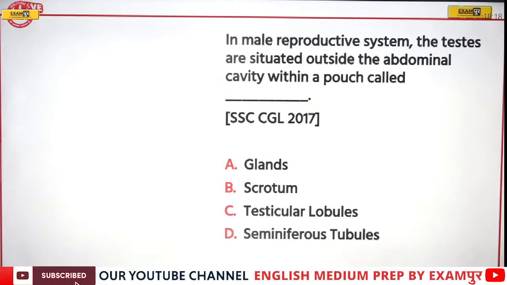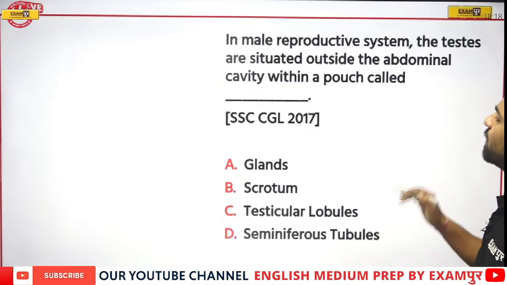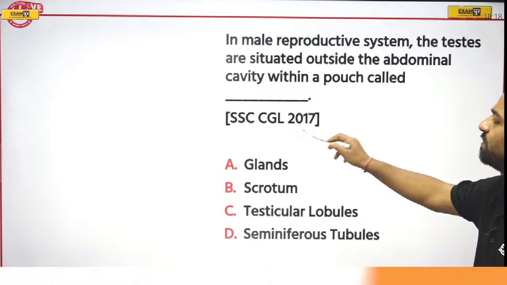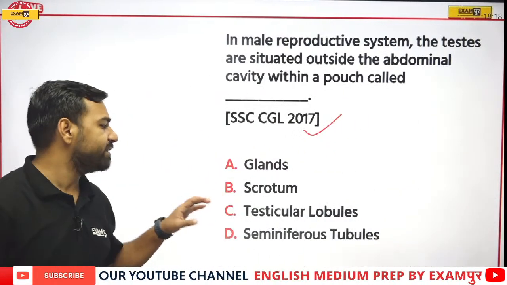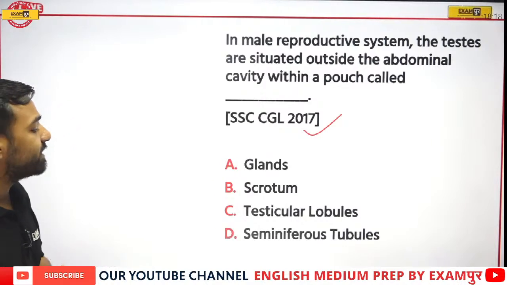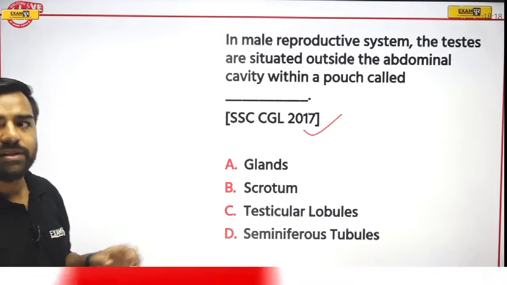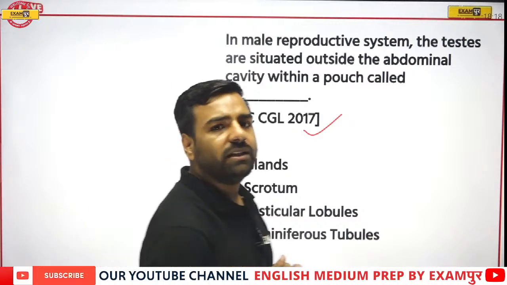Now, in the male reproductive system, the testes are situated outside the abdominal cavity within a pouch, which is called what? This question is from CGL 2017. Which of the following options would be correct? Is it glands? Is it scrotum? Is it testicular lobules? Or is it seminiferous tubules? A, B, C, D. What will be the correct answer?